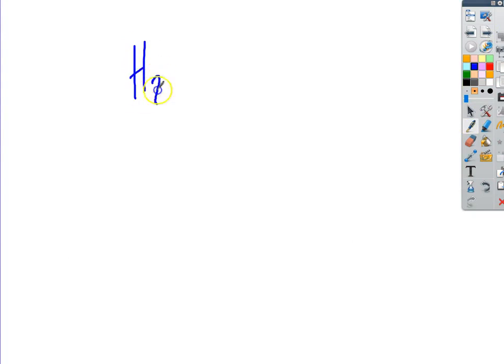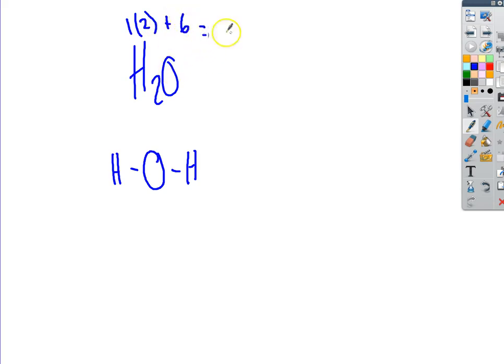Remember, if I want to draw a water molecule, I would need to put the oxygen in the middle, and then I have two hydrogens coming off. Then I need to count up the valence electrons. So this will be 1 times 2, plus oxygen, which is 6, and that equals 8.